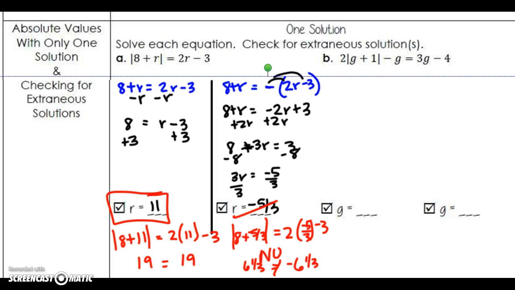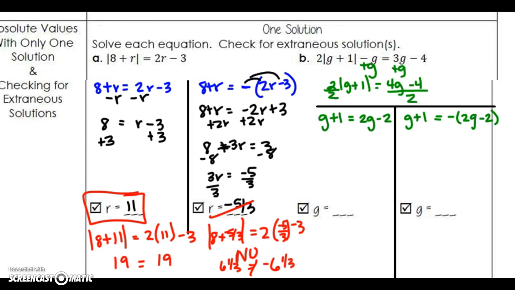Go ahead and try B on your own. Remember that you first need to get the absolute value alone. So you're going to add g to this side, and then you're going to divide by 2, and then you're going to set up your two equations. So go ahead and try that, and pause, and then push play when you're ready to check.